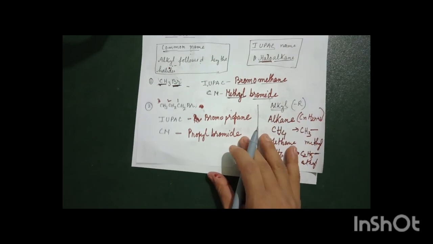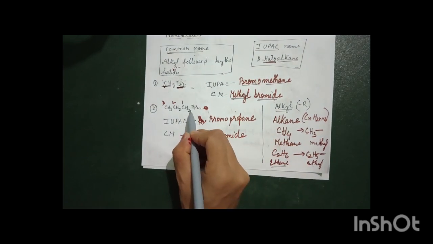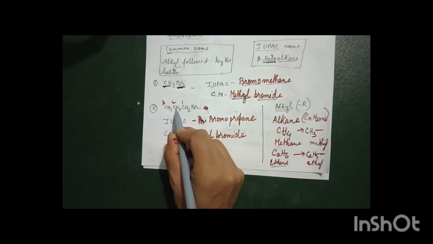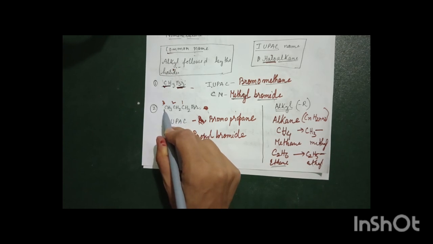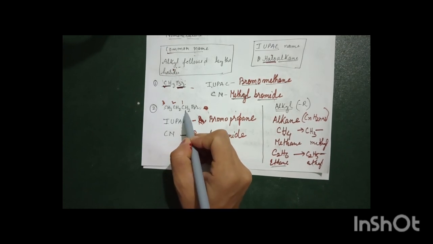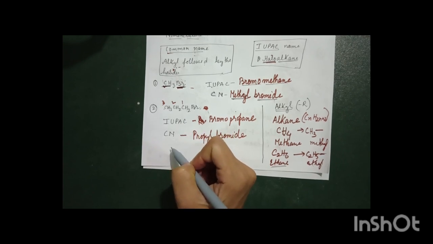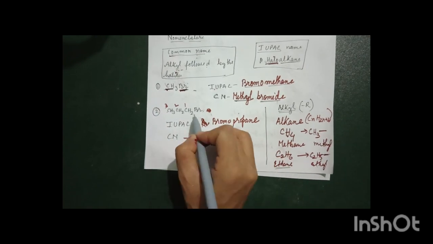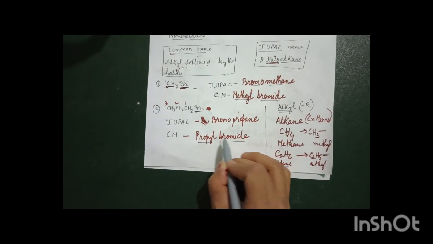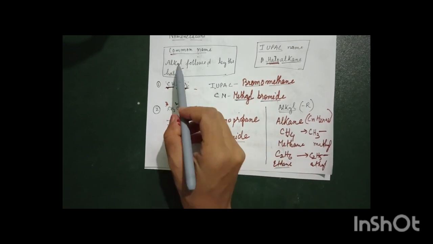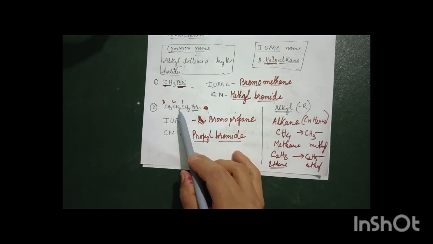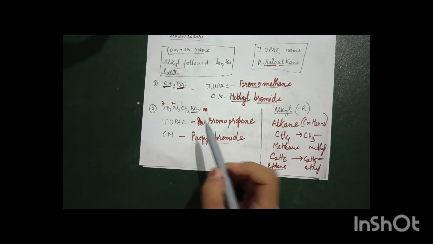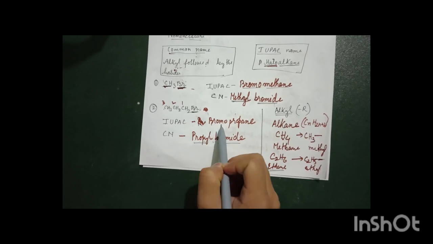Next, let us go to another compound. How many carbons are here? 1, 2, 3. If it is 3, the alkane is propane. In the case of the common name, we always start with alkyl, so since this is propane, we say propyl. Then the bromide: propyl bromide, alkyl halide. The common name is alkyl followed by halide. Your carbon chain is 3, so it is propyl bromide. The IUPAC name always starts with the halogen group. So this is bromo, followed by the alkane, 1, 2, 3, propane.